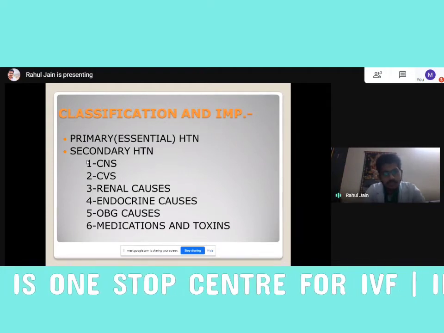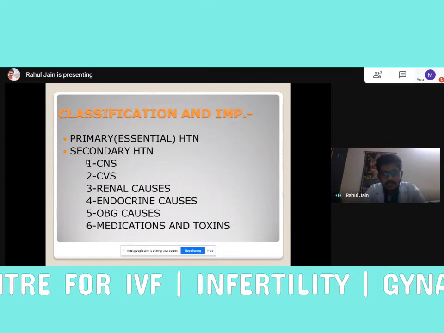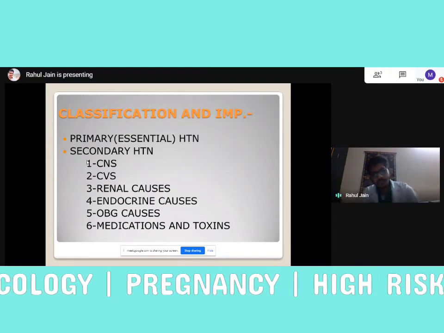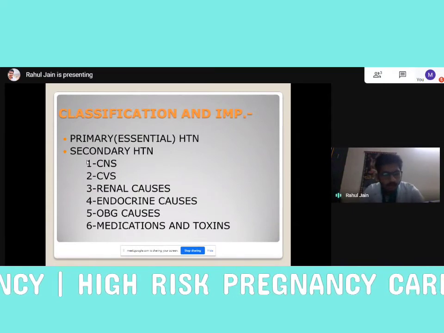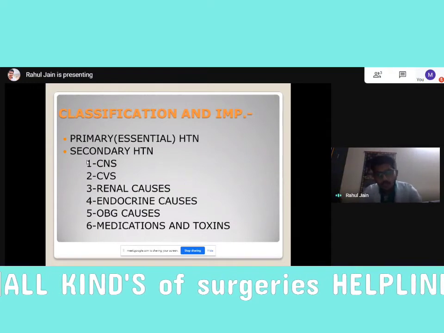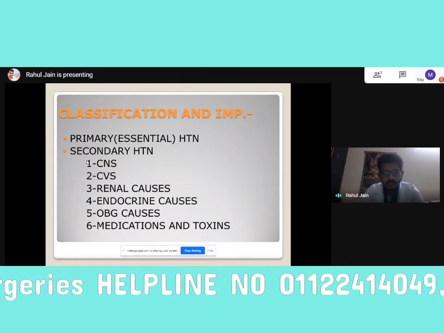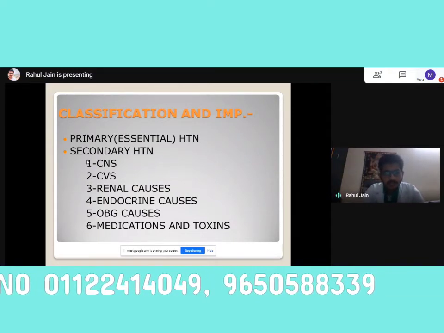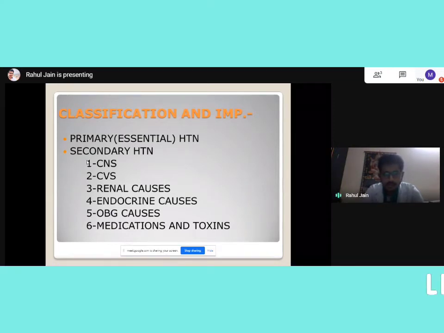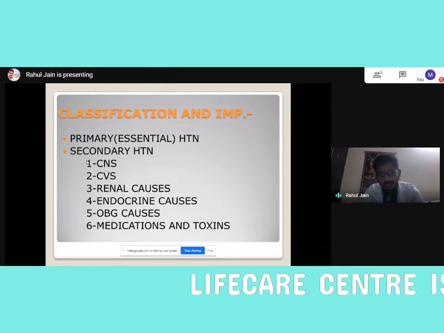Then going over to secondary hypertension, this is the hypertension for which there is a cause. So CNS causes, like any cause in the CNS where there is increased intracranial pressure. With increased intracranial pressure, Cushing reflex will start, which consists of bradycardia, Biot's breathing, and elevated blood pressure.